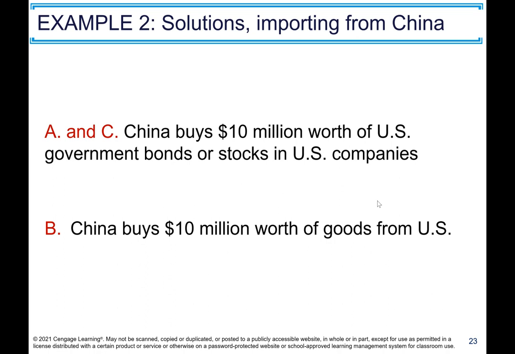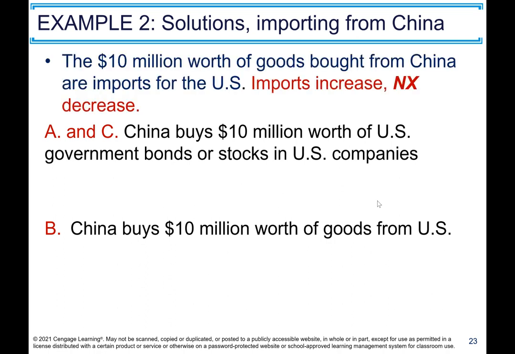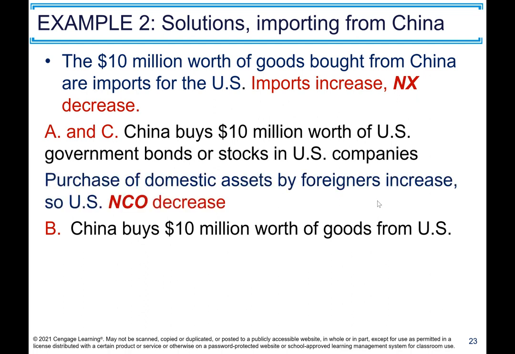Example 2 solutions. Importing from China. The $10 million worth of goods bought from China are imports for the United States. Imports increase and net exports decrease. What about A and C? China buys $10 million worth of US government bonds or stocks in US companies. Purchase of domestic assets by foreigners increases, so US NCO decreases.